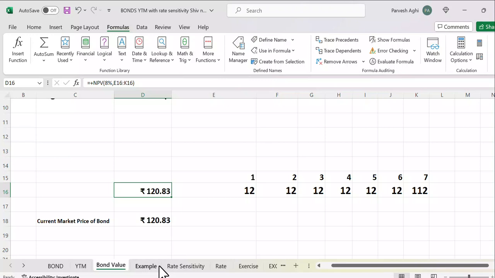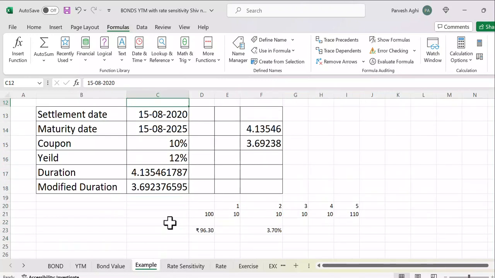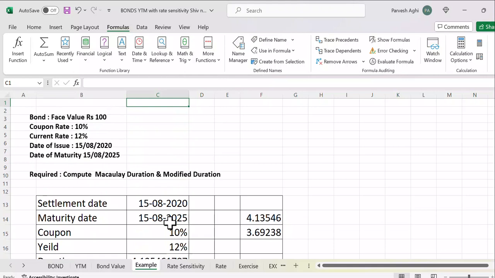Now, the most important concept. So please focus here. I have made it a little simplified using the Excel sheet formula rather than doing it through a long route. So there are two things called Macaulay duration and modified duration. So we are going to understand that.